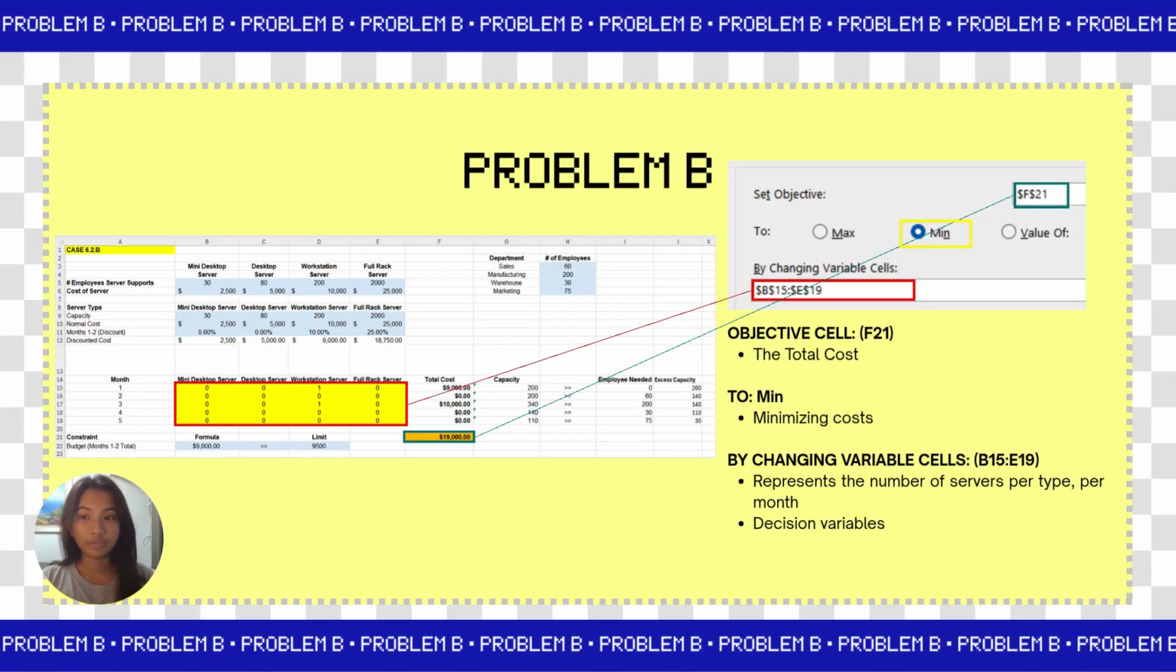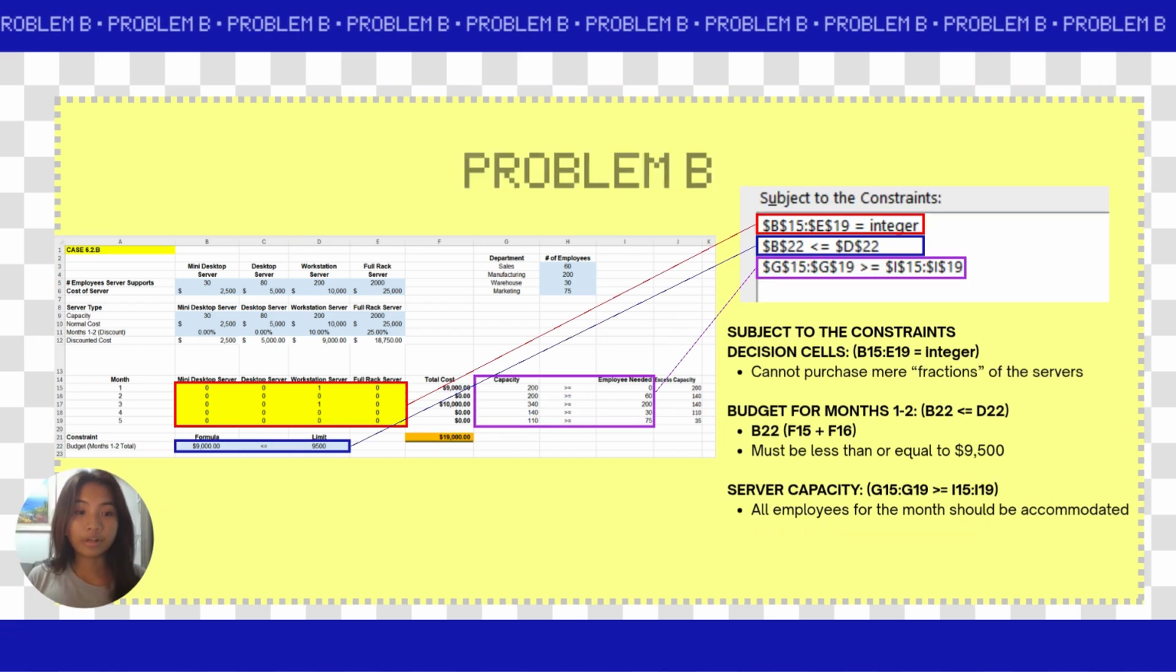Moving on to the explanation of the constraints and other information in the parameter dialog box, we can see that there is the objective cell, which is F21. It is also the total cost, to min, which is minimizing cost, and by changing variable cells, which is B15 to E19, these represent the number of servers per type per month and are also the decision variables. There are 3 subject-to constraints.